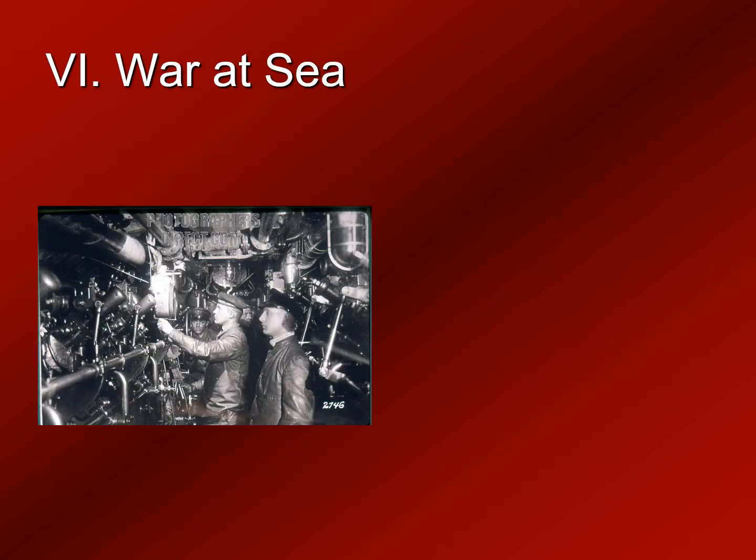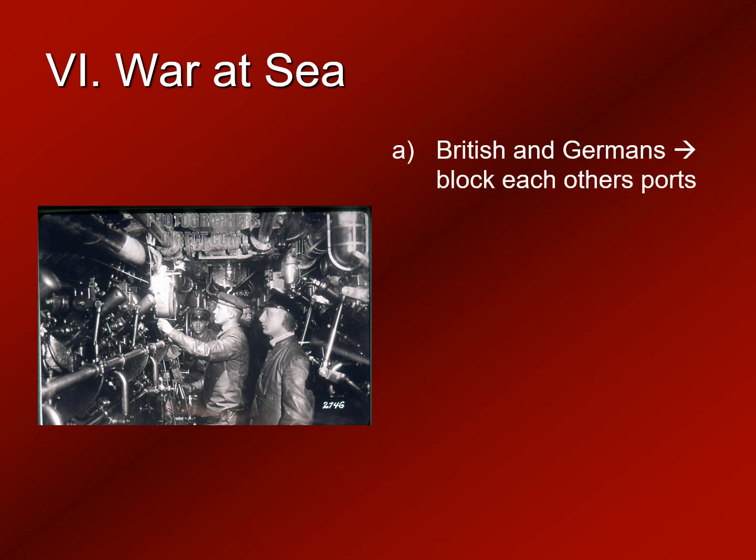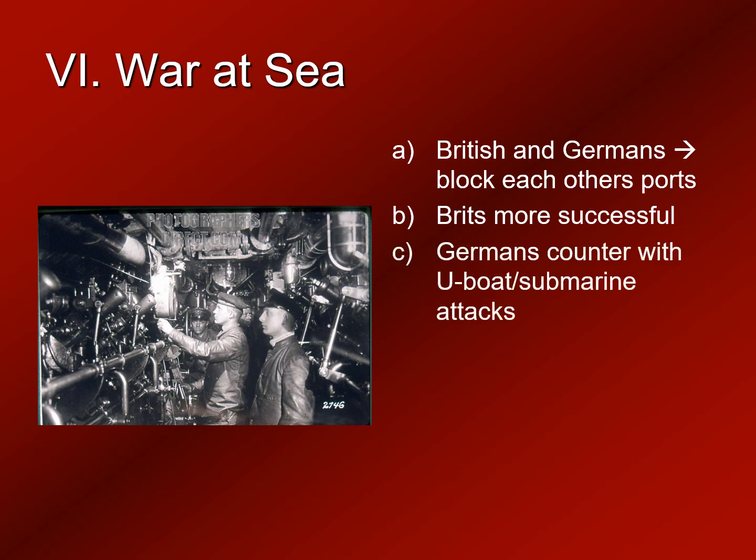The war also really plays out in the sea, in the oceans, and this is where the United States gets pulled in. The British and the Germans try to fight this war by blocking each other's ports. The British are much more successful at this, having a complete blockade on the German ports. And there are some winters in Germany where it's like near starvation conditions. The Germans counter this with U-boat submarine attacks on the British and also people who are supplying the British. And this is where America gets involved.